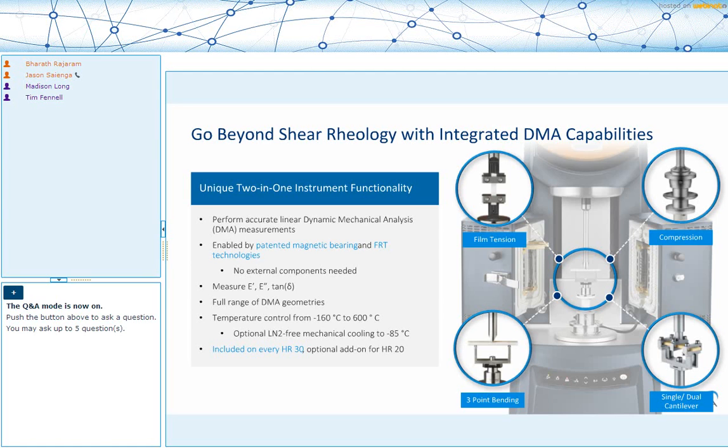Temperature control is provided by the oven that can get down to temperatures as low as -160 and as high as 600, and can be paired with liquid nitrogen-free mechanical cooling down to temperatures as low as -85. And this feature is included on every HR30, and it's an optional add-on for the HR20 model.